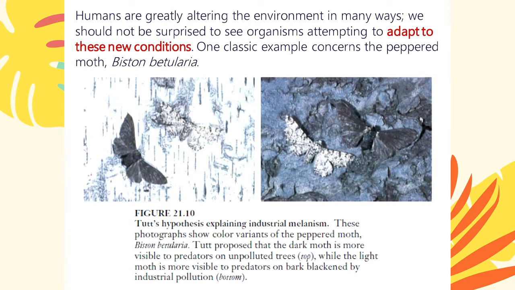However, because of pollution, some of the trees were blackened. Due to industrial pollution, some parts of the tree turned dark. In this way, it's now the opposite. The dark-colored peppered moths are the ones who can easily blend in with this new altered environment, while the light-colored peppered moths are the ones who stand out and get easily eaten.